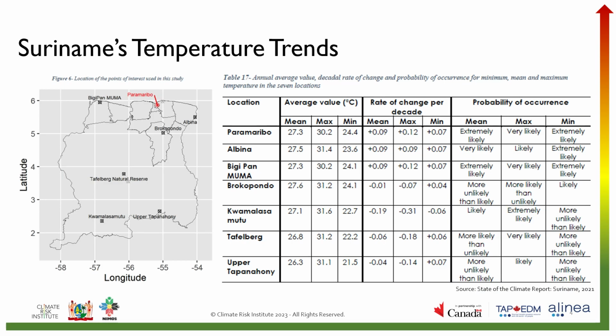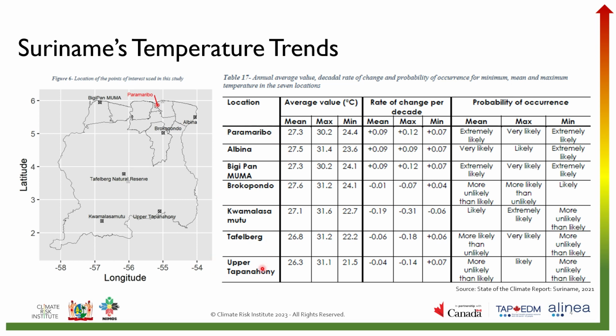So let's describe some of Suriname's temperature trends. So this table is showing the trends in regional temperatures, again over the 1990 to 2014 time period. And this is from the State of Climate Report, where they chose to look at 7 regions in Suriname.